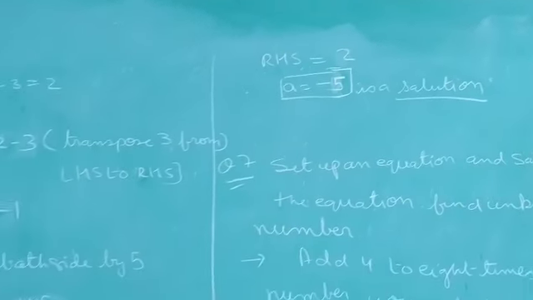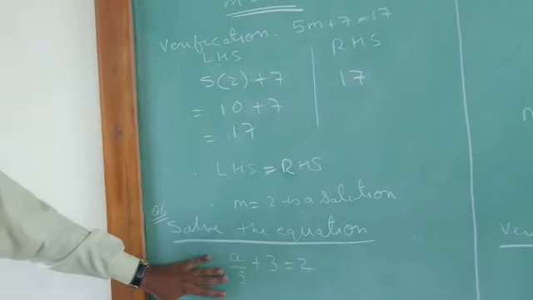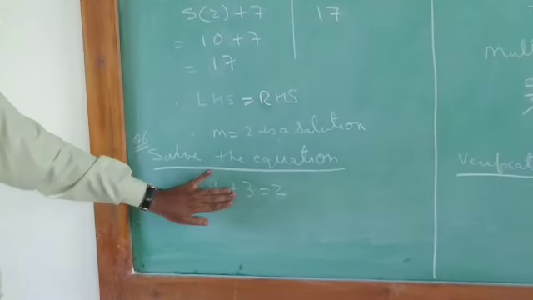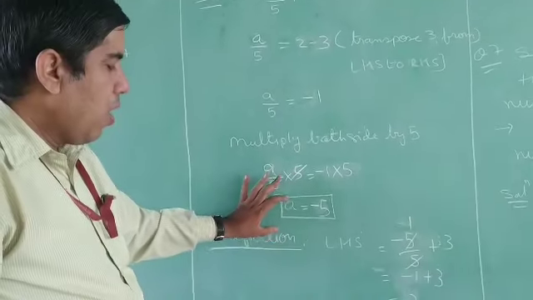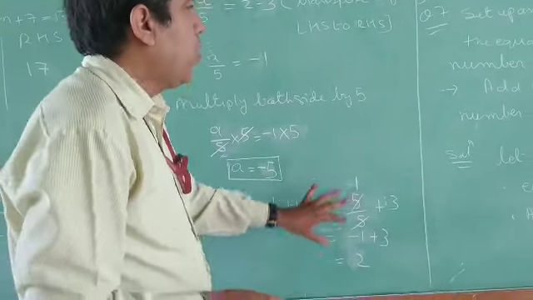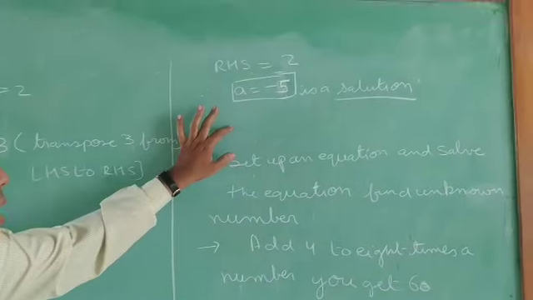I think it is clear to you. Then also I am discussing it once again with you. You can see a by 5 plus 3 equals 2. I got the solution a equals minus 5. I kept the value in LHS and RHS, and you can see it comes the same. So it is a solution right here.